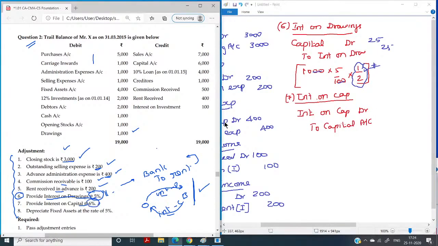Now, how much is that? 6% will be the interest on capital. Here the capital being 6,000. So for that 6,000 rupees, you have to calculate at the rate of 6%. Of course, you need not apply the half concept here, because without the capital, the business could not be started.